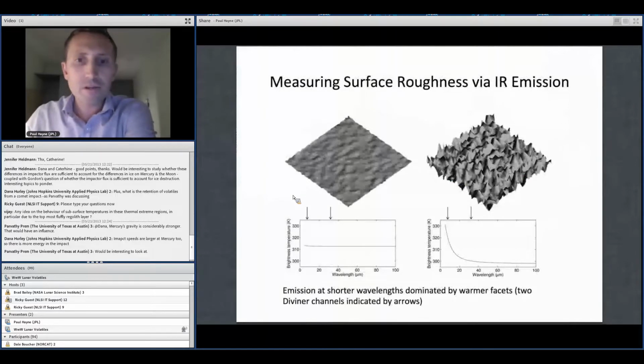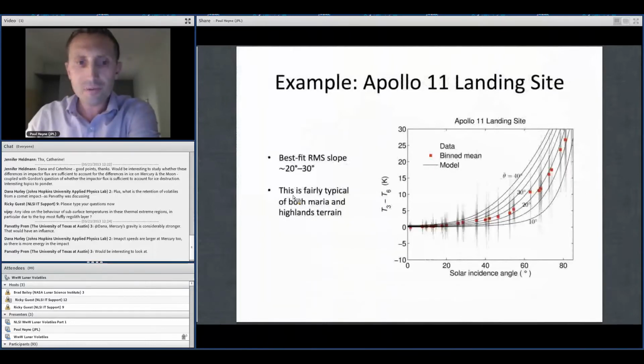So the way that we do this is by measuring the brightness temperature of the surface at grazing incidence angles at two different wavelength bands. The shorter wavelength band picks up the warmer temperatures, and the longer wavelength channel picks up the colder temperatures. And the difference in the brightness temperatures that you measure is dependent on the surface roughness. That's illustrated here for these two different hypothetical surfaces. You can see the big difference between these two Diviner measurements in the bottom plots.